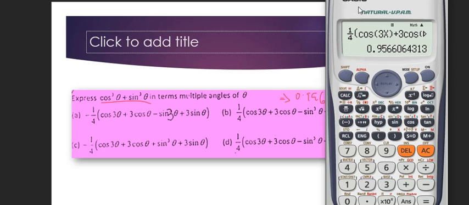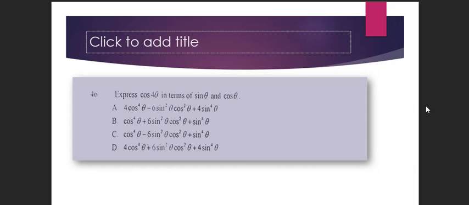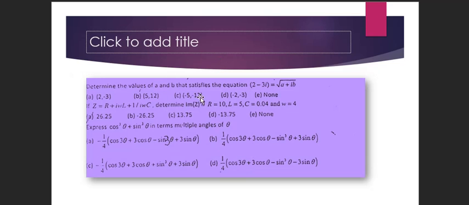Now let's proceed to the next question. We are left with 2 questions. It seems we've already solved this question, so let's proceed with this question.